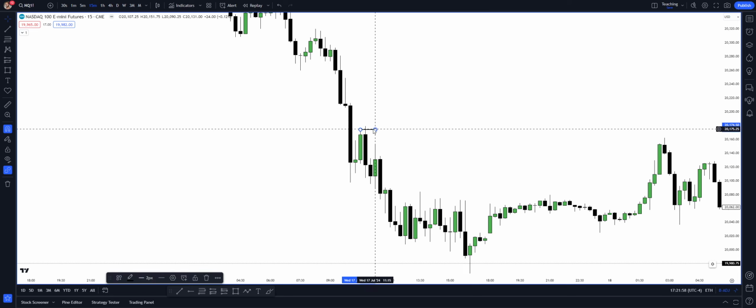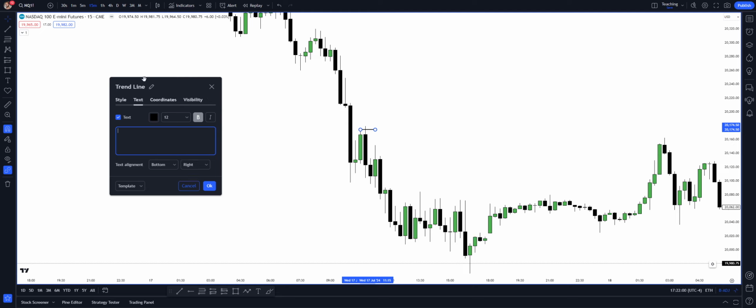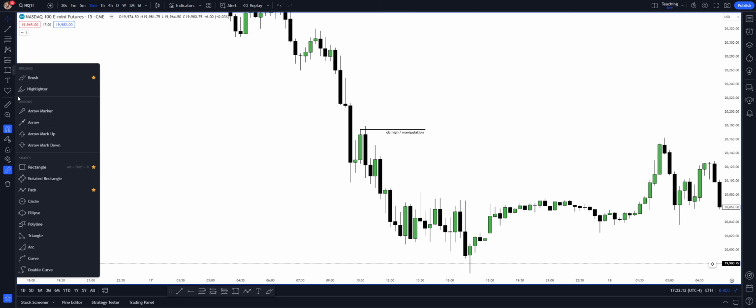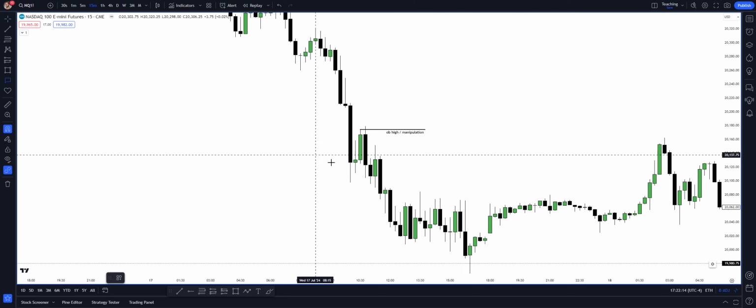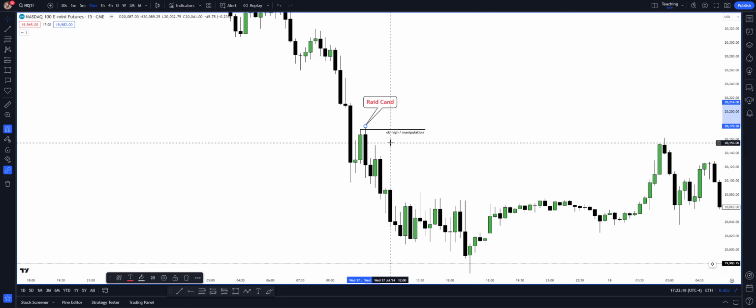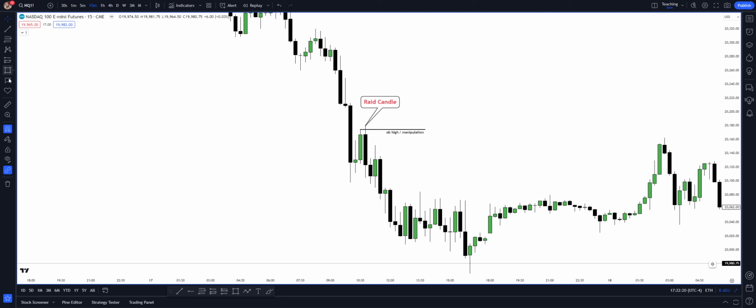So I'm going to annotate this, okay, as basically OB high slash, let's call it manipulation, right? And the 10:45 candle closes below. So that means now we have a rate candle, and it's confirmed because the candle closed below the OB high. This becomes the rate candle itself, and then we have the OB, the 2 up close consecutive candles. This is the order block.